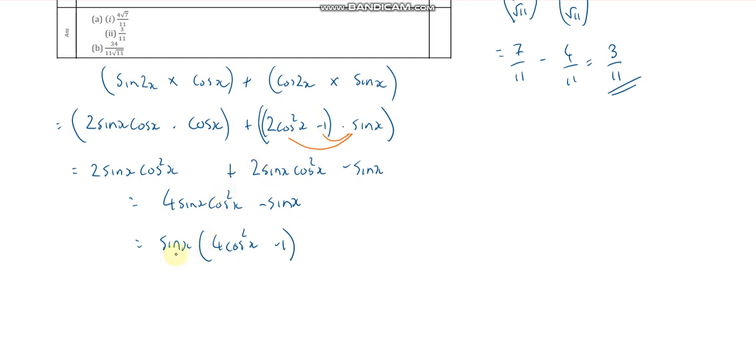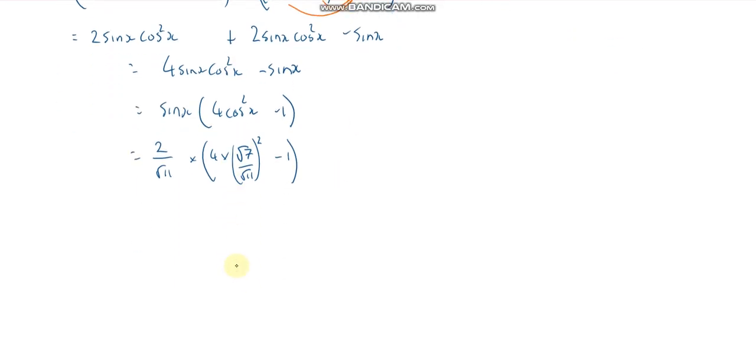Okay? So now I'll start substituting sine x, so that's the same as 2 over root 11, that's opposite of what I put in use, multiplied by 4 times cos squared x. It's going to give me, let's see, cos x was root 7 over root 11. So I'm going to say root 7 over root 11 squared, take away 1. Okay, so it's looking a bit horrible, but let's tidy up. 2 over root 11, that's fine, times, and that's going to be 4 times 7 over 11, take away, now that's going to be an 11, so let's just put that in, 11, eh?